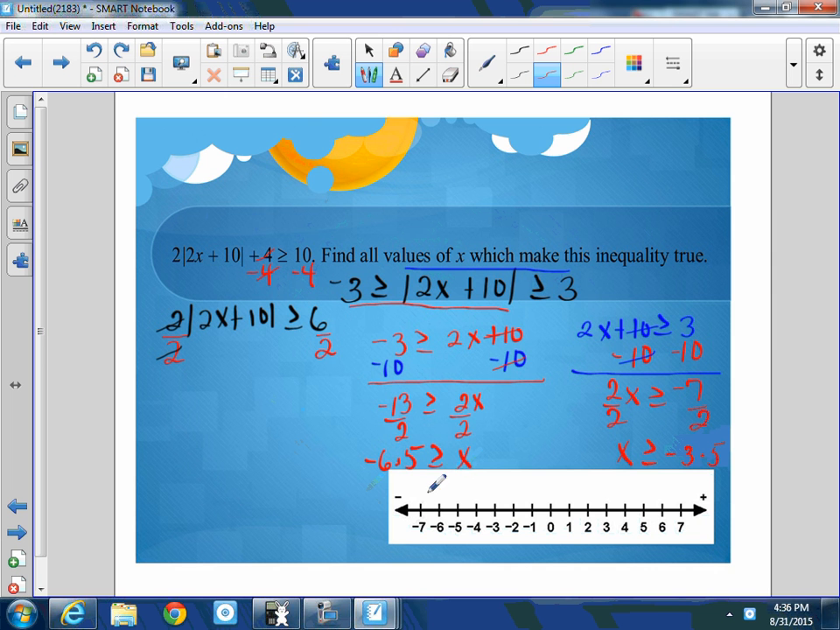Okay, so let's go ahead and do this. We're going to make a closed dot, not open, I'm sorry, closed, because they're also equal to. One on negative 6.5 and the other one on negative 3.5. Let's go back to the negative 6.5. The values of x are less than, so less than would be that way. And the values of x for the next one are greater than or equal to negative 3.5.